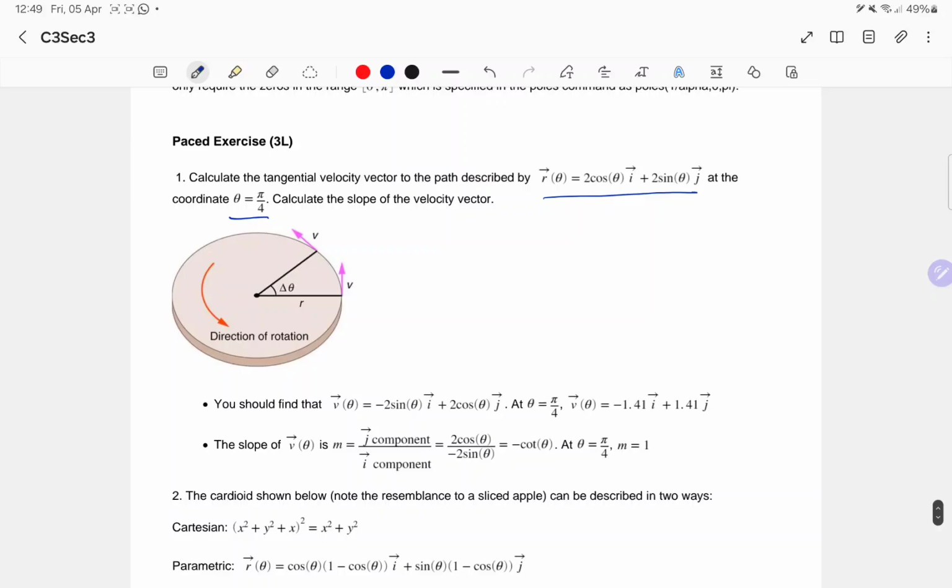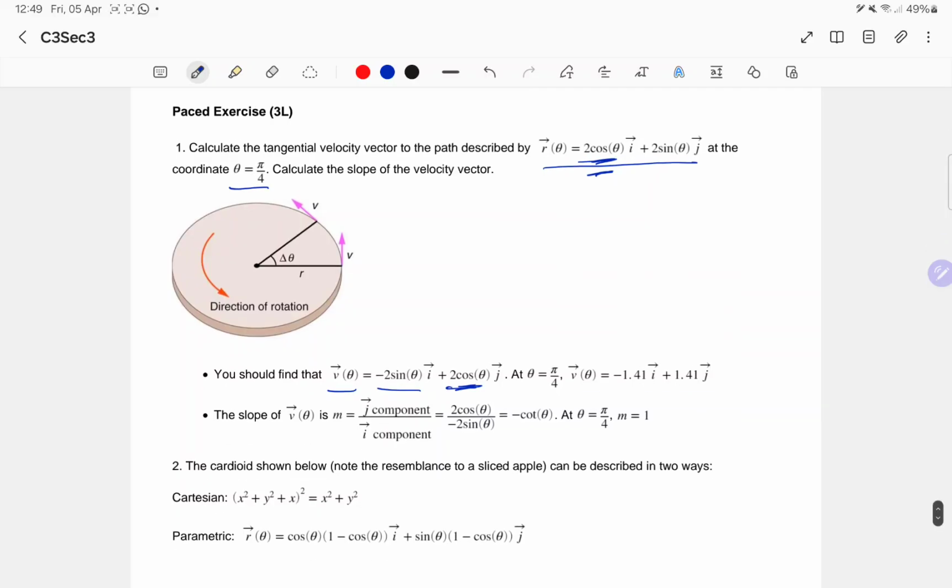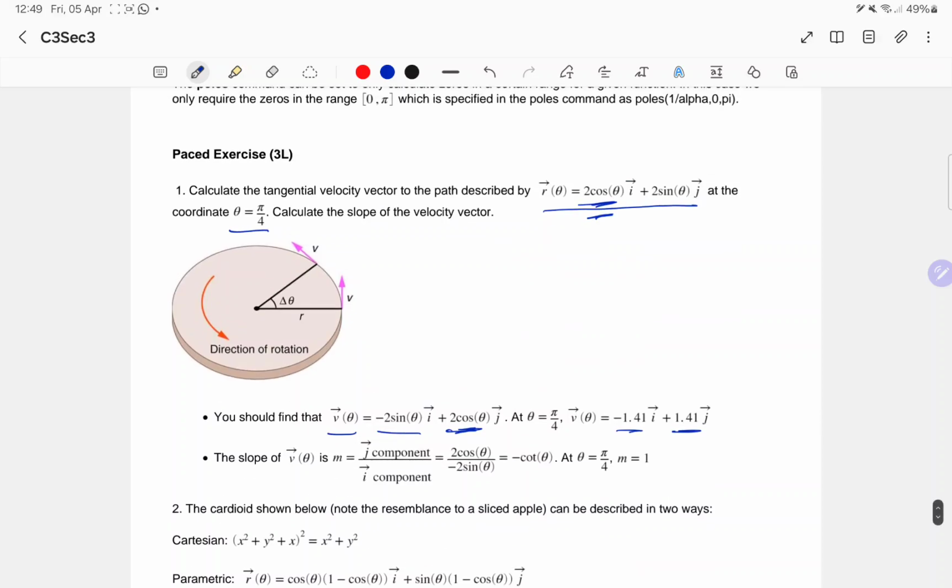So your v will be r prime of theta, your v of theta. So the first component is going to be minus 2 sine theta. That's the derivative of the I component. J component, you're going to have 2 cos theta. Okay, so at theta equals pi over 4, it gives you constants. Minus 1.41 in the I direction, a positive 1.41 in the J direction.